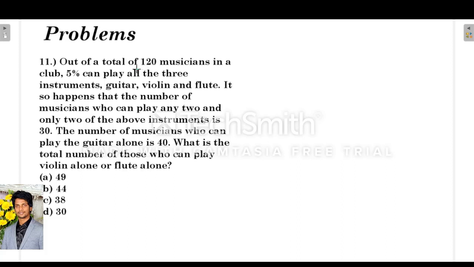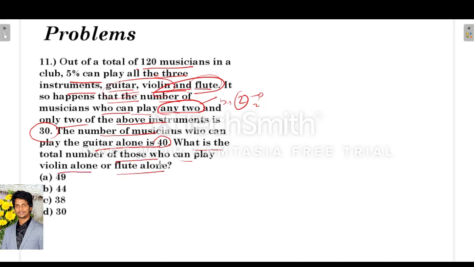Okay. Out of a total of 120 musicians in a club, 5% can play all 3 instruments: guitar, violin and flute. So it happens that the number of musicians who can play any 2 and only 2 of the above instruments is 30. Means they are telling the number of musicians who can play any 2 but only 2. So only 2, these 2 can be any 2, either violin and flute or guitar and violin or flute and guitar, is 30. And the number of musicians who can play guitar alone is 40. So what is the total number of those who can play violin alone or flute alone?